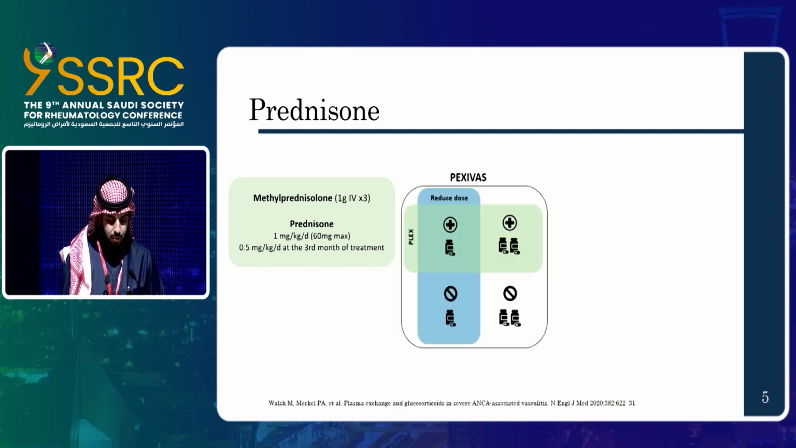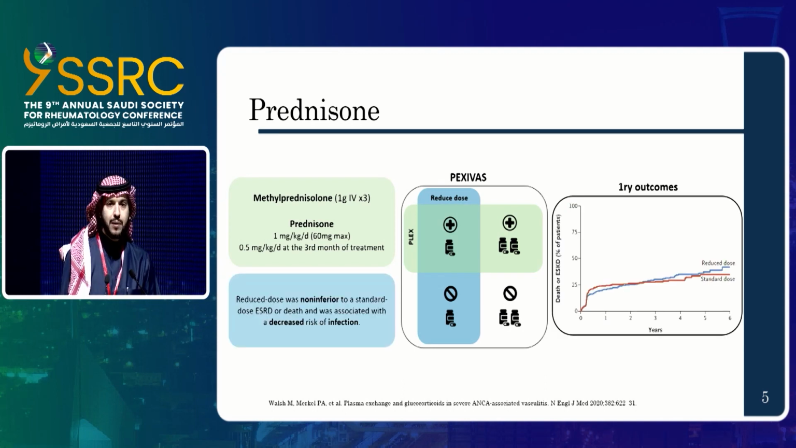The most recent was the very well-known PEXIVAS trial, which was published in 2020, where they addressed the need for prednisone and plasma exchange in severe life-threatening disease. We'll come to the plasma exchange part when we talk about it, but regarding the prednisone, they compared the standard, which we mentioned on the left upper corner, with another protocol, which is a reduced dose.